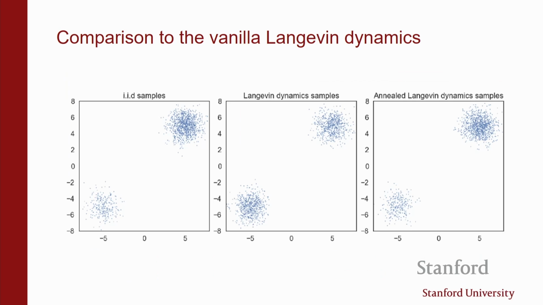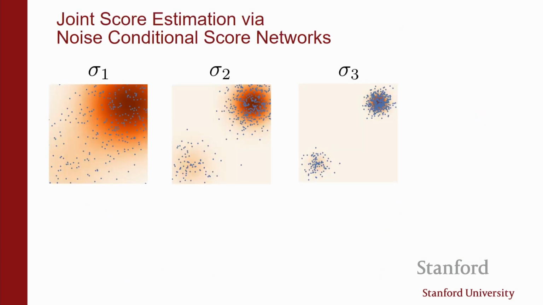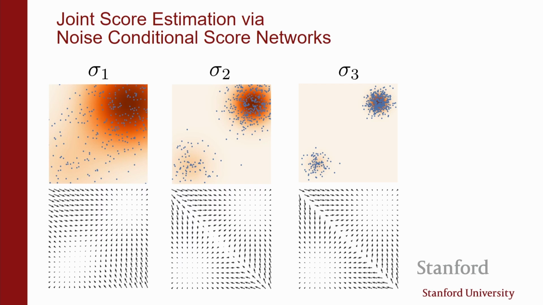And here's another example kind of showing this, but let me skip. So what does it mean in practice? What it means in practice is that in order to do this, you need to be able to estimate the score, not just of the data density, not just of the data density plus a certain fixed amount of noise, but you need to be able to jointly estimate the score of the data plus different amounts of noise levels, various amounts of noise levels.